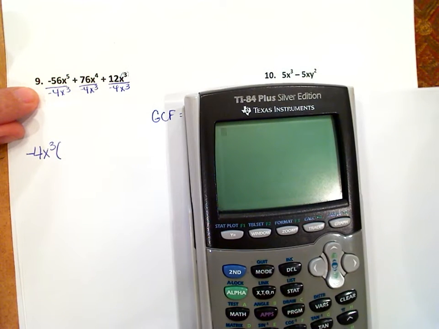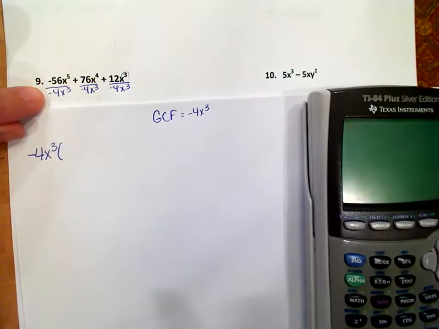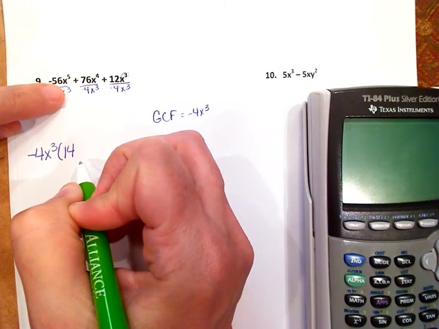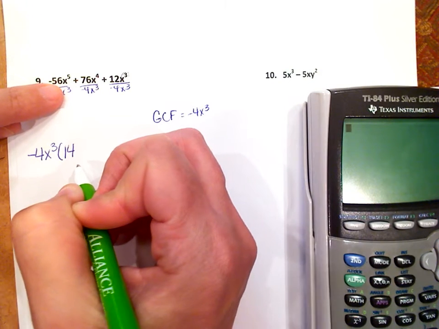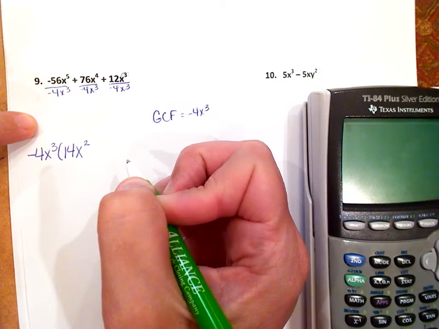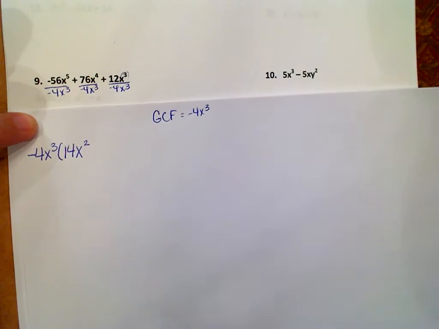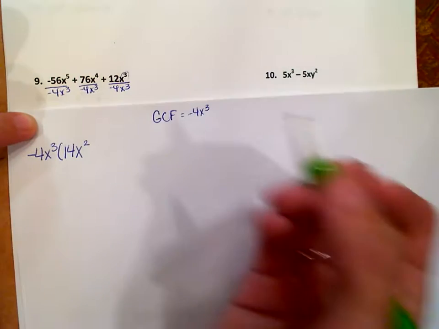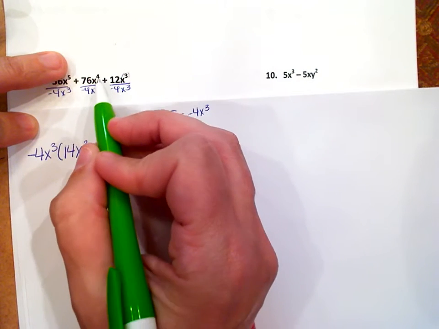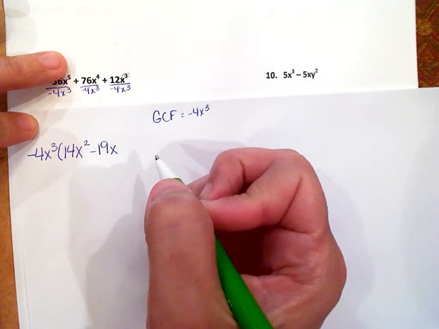So in your calculator, you're going to do negative 56 divided by negative 4, which is 14. And then you subtract your exponents, or you can think of it as you're taking 3 x's away from that 5, so that leaves you with x squared. And then you've got 76 divided by negative 4, which is negative 19. And again, you've taken 3 x's away from the 4, leaving you with 1.